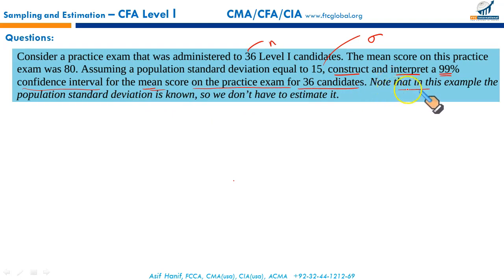Note that in this example, the population standard deviation is known. Right? We have it here. Population standard deviation is 15. So we don't have to estimate it. It's already there. Now, we know the formula that we need our sample statistic, which is given here.